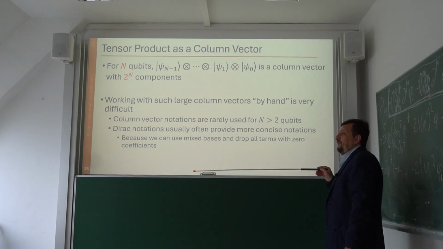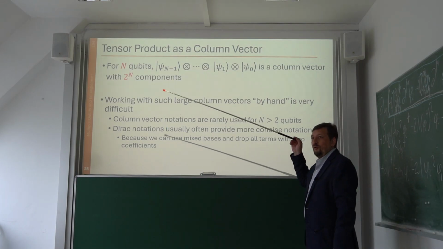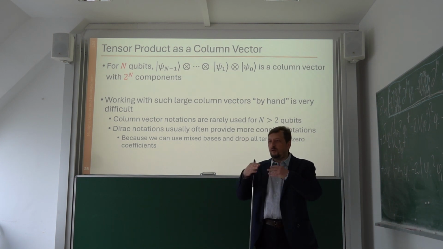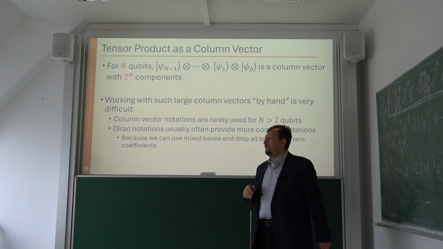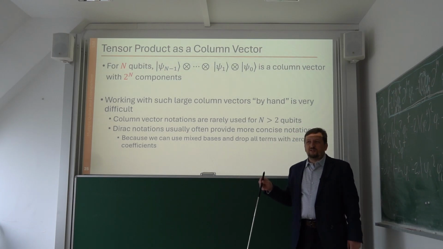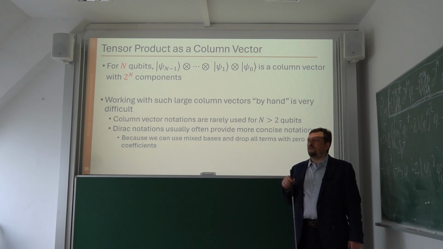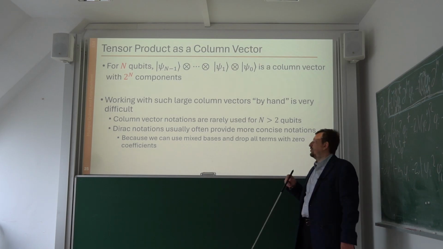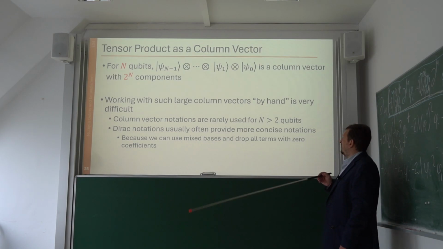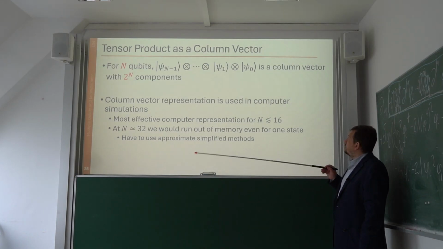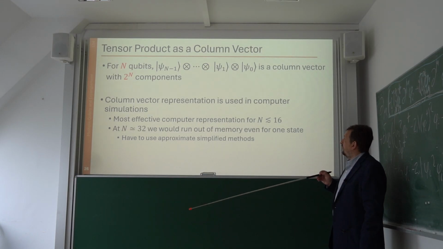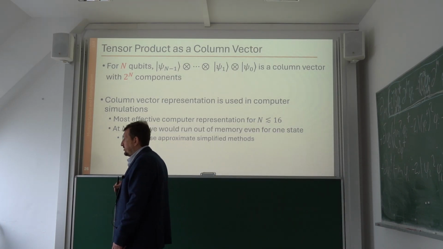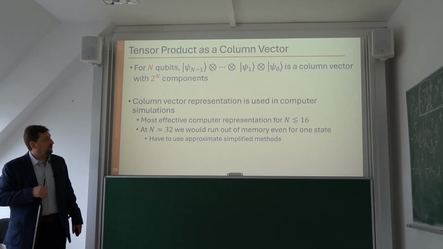And it's very difficult to work by hand with such long vectors. It's possible to work with vectors of size 4, so for 2 qubits. So this is what we can do. For anything more than 2 qubits, usually Dirac notation is much better. It provides much more compact notation, which is much easier to understand and to do calculations with. Okay, but computers use this column vector representation because this is linear algebra, and computers are very good with linear algebra.